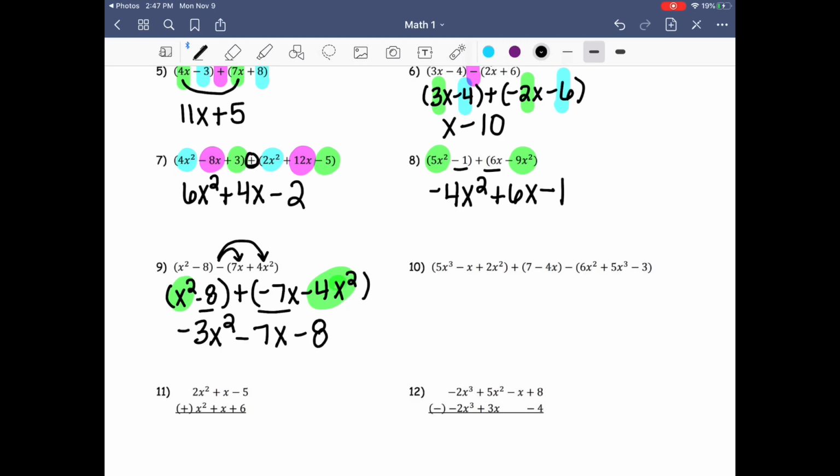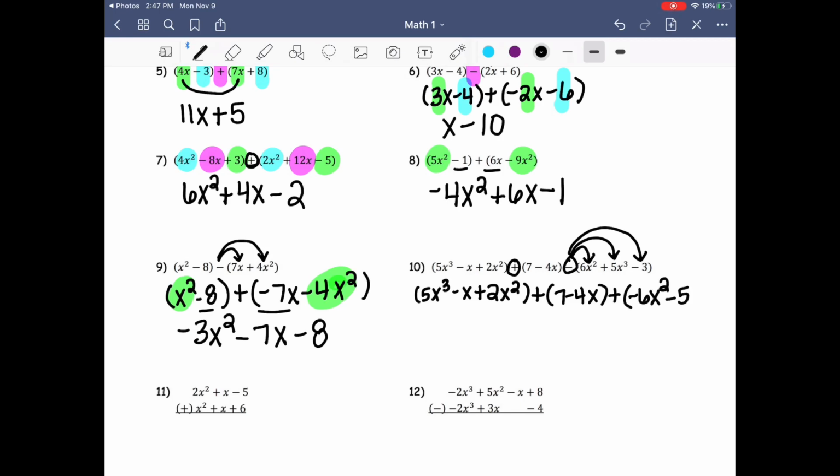And number 10. So this time I have two parentheses. So I have an addition sign here, and I have subtraction here. Now when we distribute, that subtraction is only going to go to the parentheses directly behind it. So we're still going to have 5x to the third minus x plus 2x squared plus 7 minus 4x. We're going to change this to addition and distribute the negatives. So it's going to be negative 6x squared minus 5x cubed plus 3.